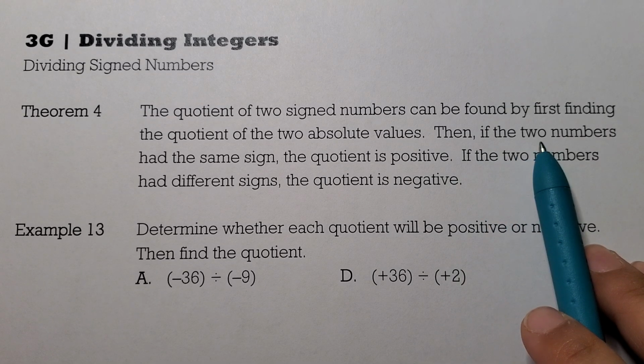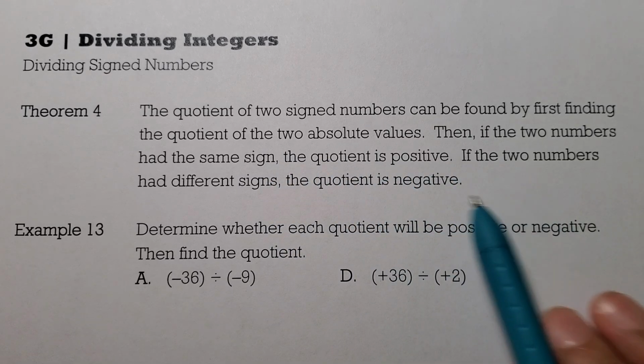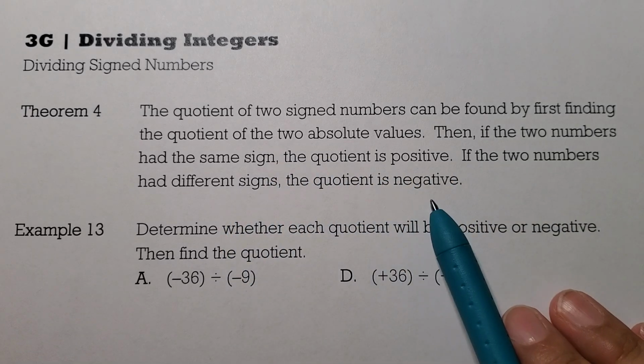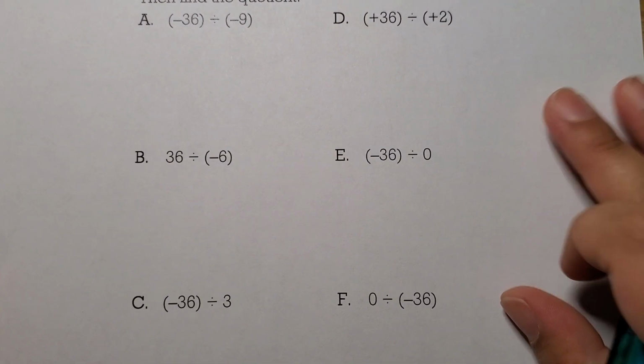So if the two numbers you're dividing have the same sign, then your answer is positive. And if the signs are different, then your answer is negative. So let's go ahead and work through a few problems.